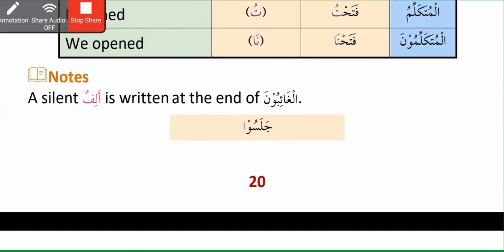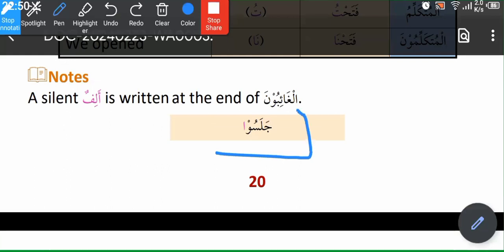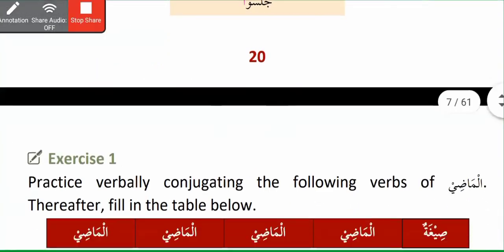Notes, a silent alif is written at the end of al ghaibun, which is jalasu. So every time you have jama muzakkar ghaib, you always write an extra alif with the waw, which is not pronounced.